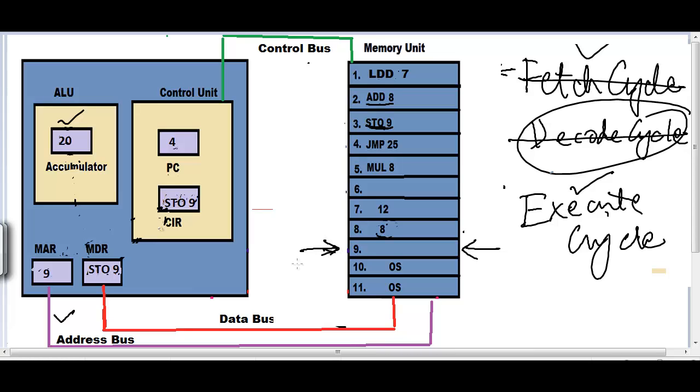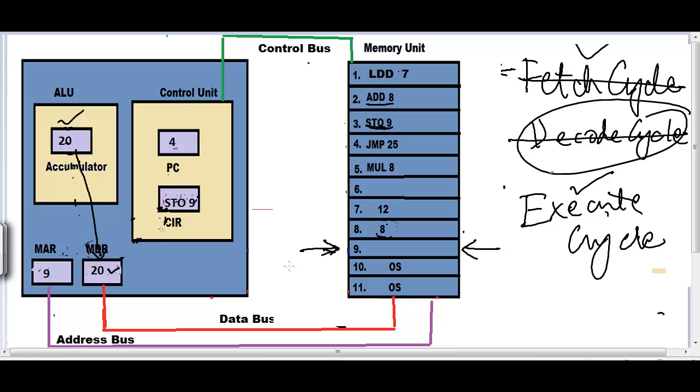That value must first be transferred to the MDR, because the accumulator is not directly connected to the memory unit. Therefore this value 20 is going to be copied into the MDR. So now that this value has been copied into the MDR, it is ready to be transferred to the memory unit, to the RAM.